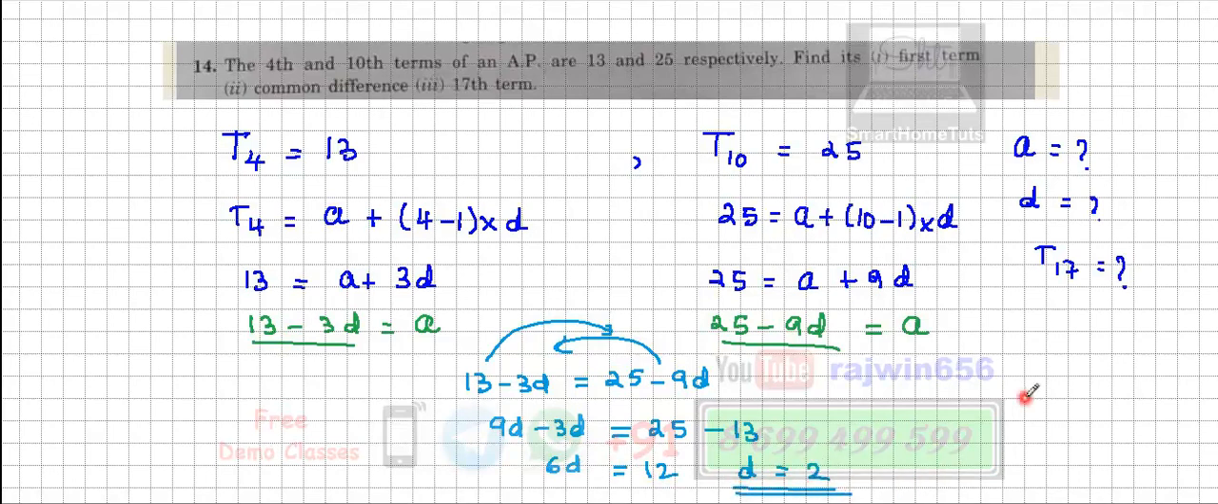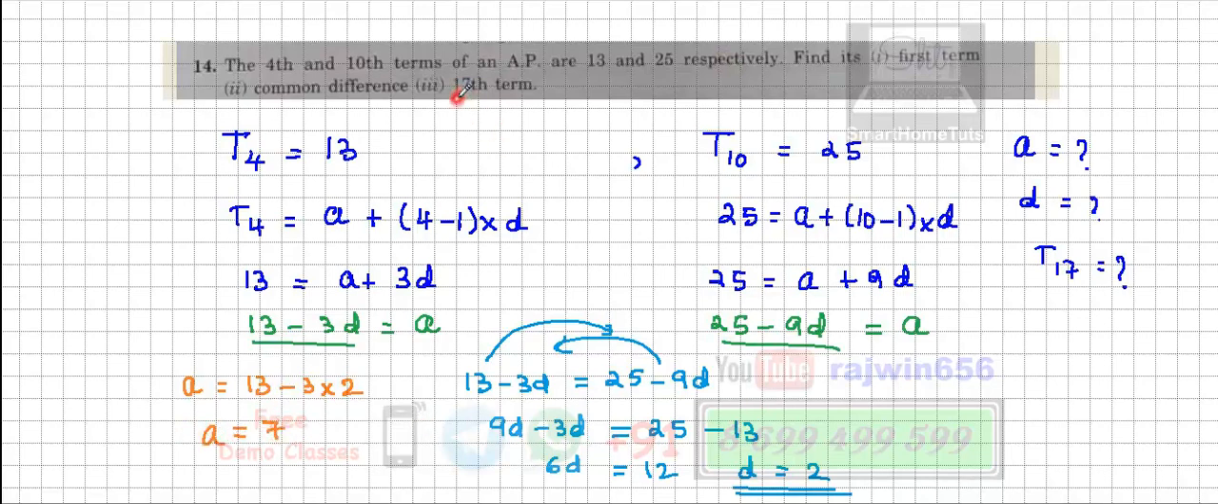Once you have got D, then you can find all the other things. I'm going to substitute in this equation to get A. So A is equal to 13 minus 3D, which is 13 minus 3 multiplied by the value of D, 2. This is equal to 13 minus 6. So A is equal to 7.